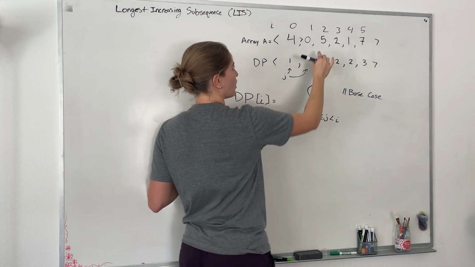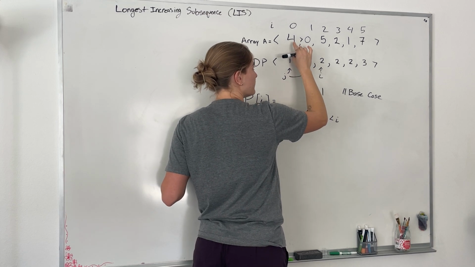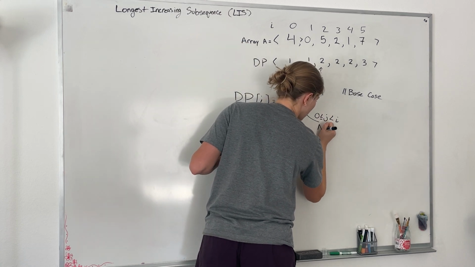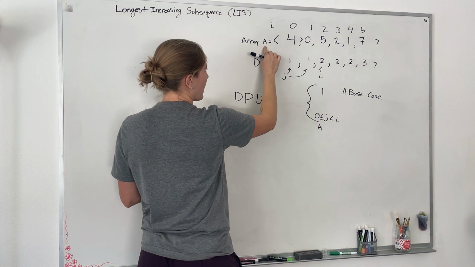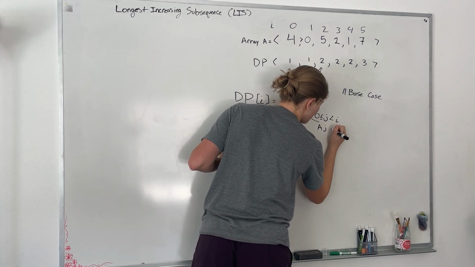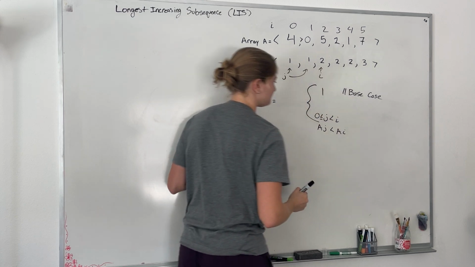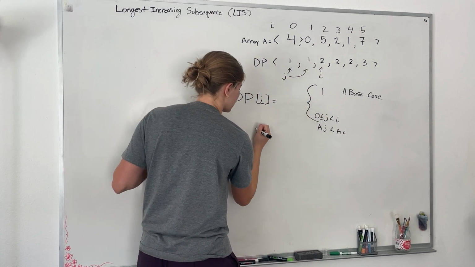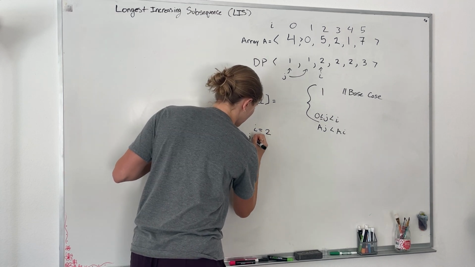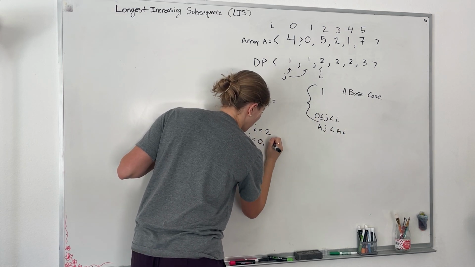And so given 5, we're checking both of these. But what do we check? Well, we check if the index is less than I, and then we also check if this value is less than 5. How do we do that? Well, we look at the array A. The value at j must be less than the value at I. So that means that if our index I equals 2, we are going to have j equal 0 to 2, so that's going to be 0, 1.